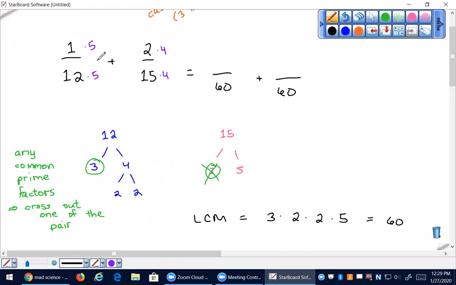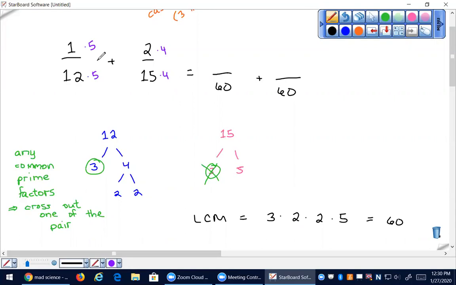There's a trick. Where did I get the 5 from? The 5 is the primes that weren't crossed out on the other number. So this 5 goes over here. Where do I get the 4 from? It's the primes that weren't crossed out on the other number. So 2 times 2 is 4. That goes over here.